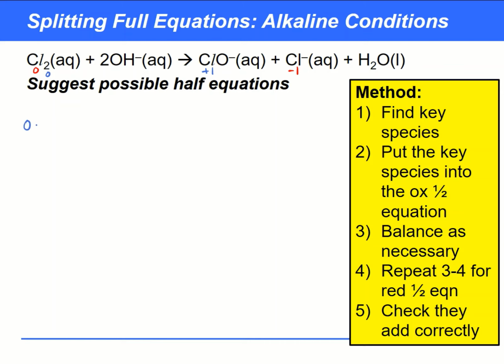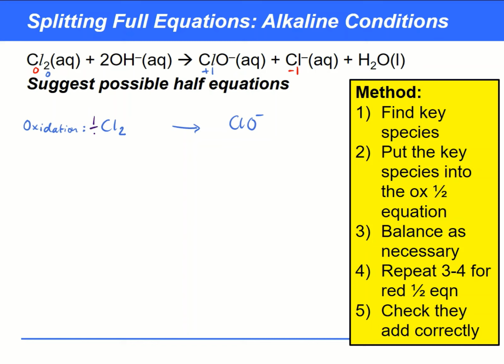So if we start off with the oxidation half equation, we've got chlorine in there, and that's going to chlorate 1 in this case, and those are the key species. Now I just need to balance this as necessary. So I recognise here that I've got 2 chlorines on the left and 1 on the right. Now I'm just looking at my full equation and realising that actually from this 1 chlorine, 1 of the atoms is oxidised and 1 is reduced.